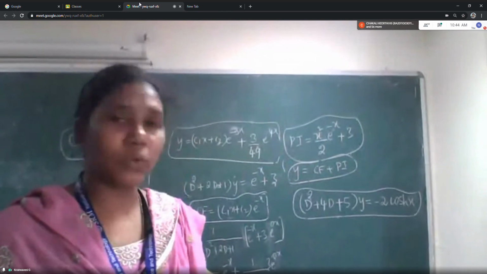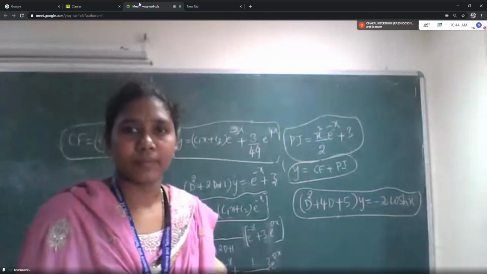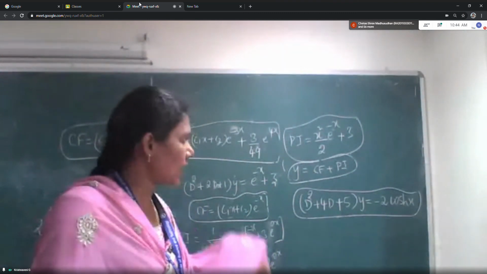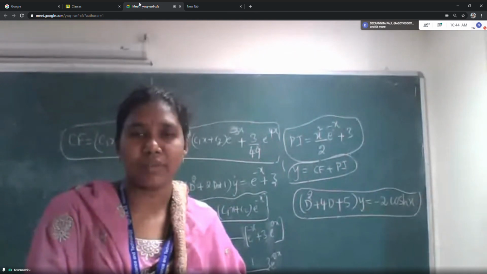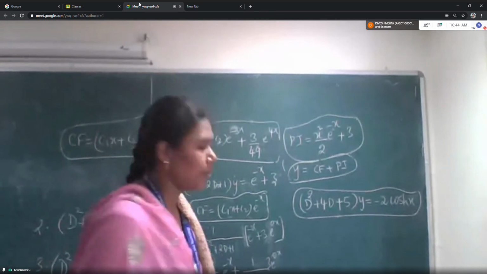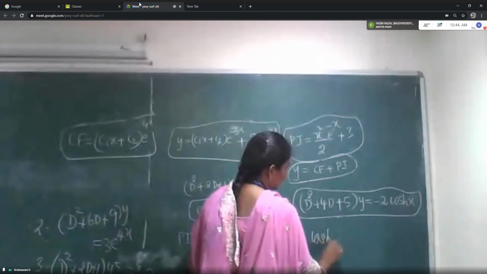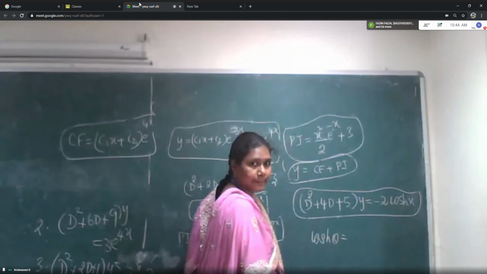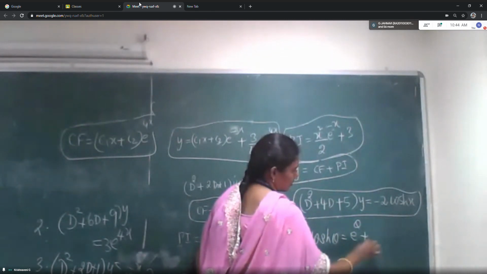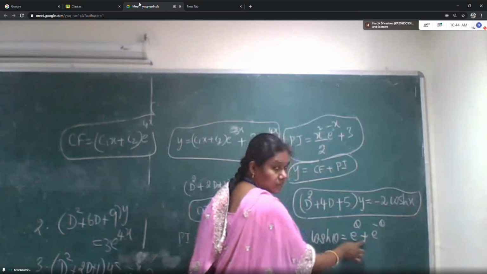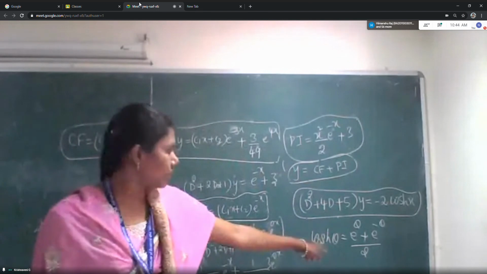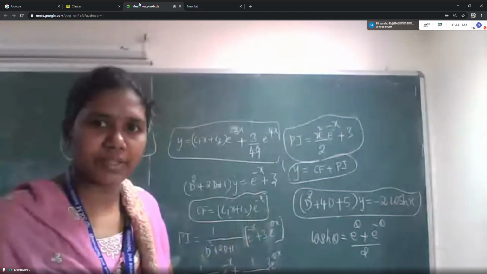Right hand side is 2 cos hx. We know the procedure only for e to the power ax. But here cos hx is there. What do we have to do? We can write cos h theta equal to e to the power theta plus e to the power minus theta by 2. One formula is there: cos hx equals e to the power x plus e to the power minus x by 2. Plus for cos h, minus for sin h. Use this formula, split into 2 parts, and then you apply the same procedure.